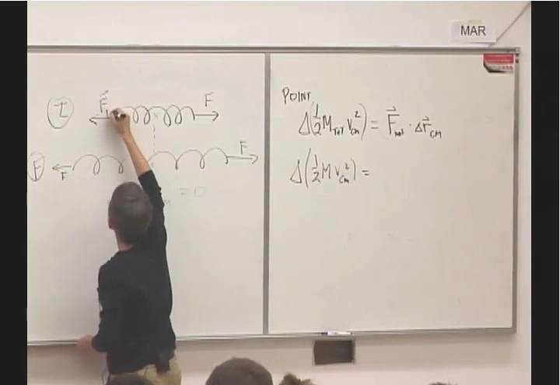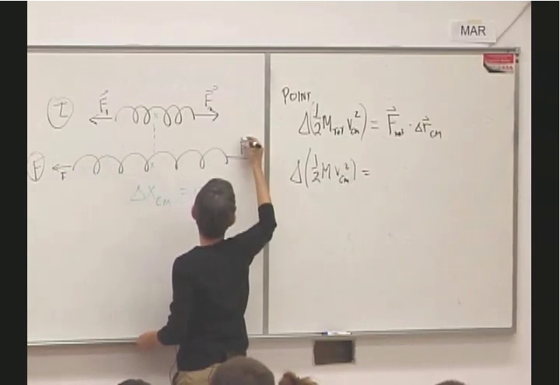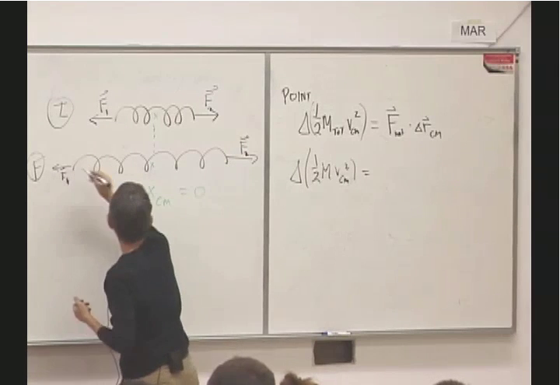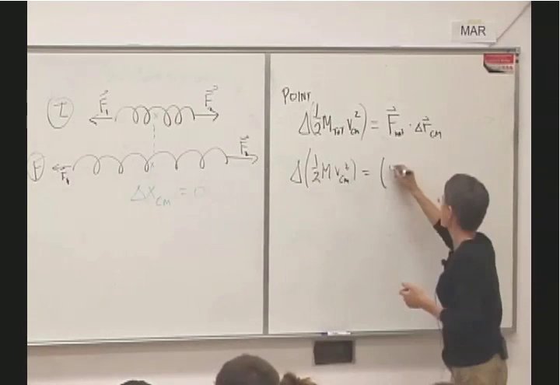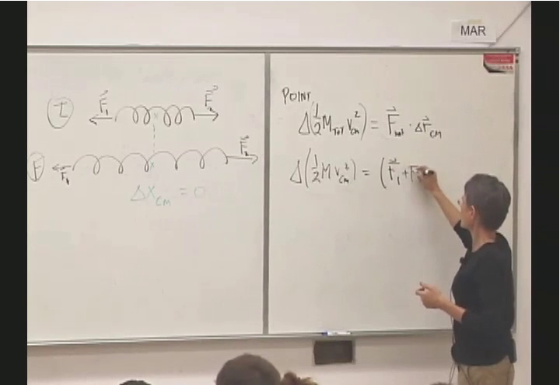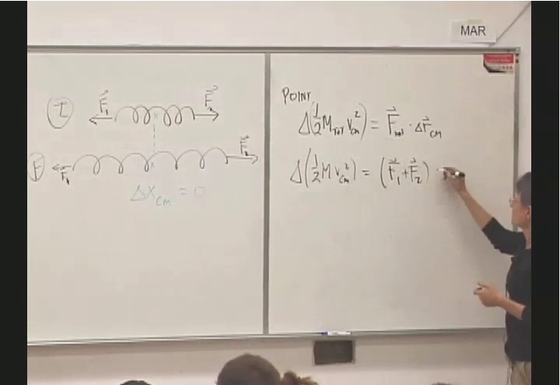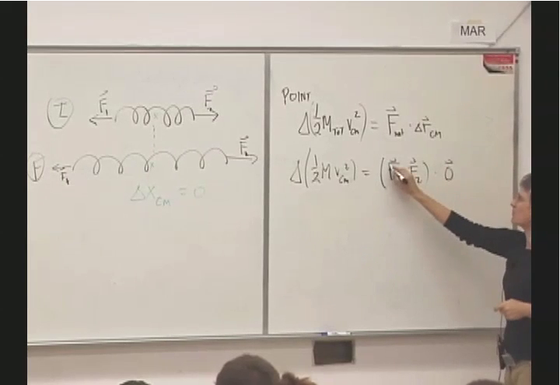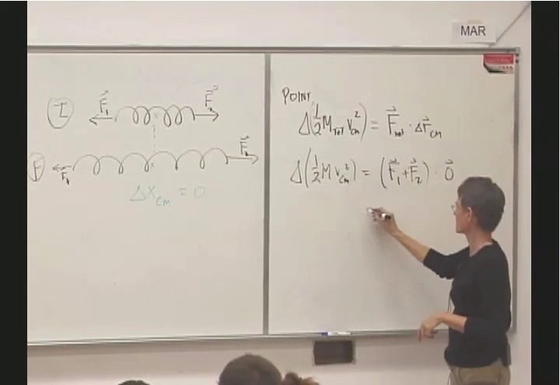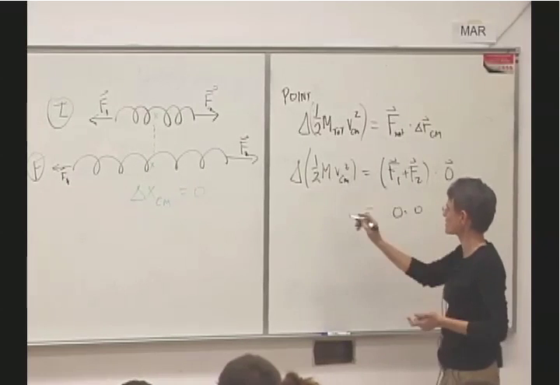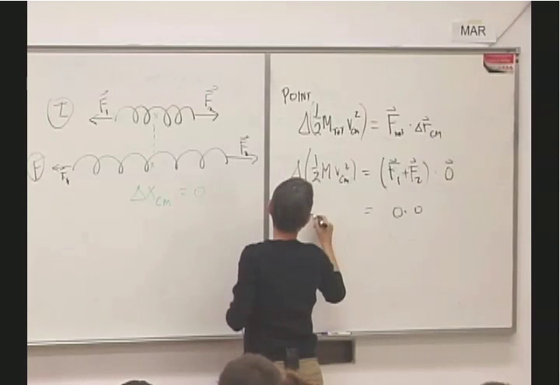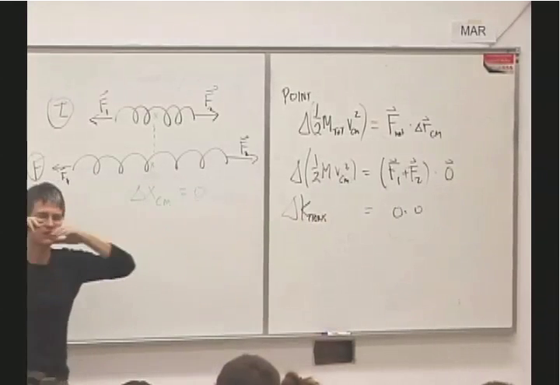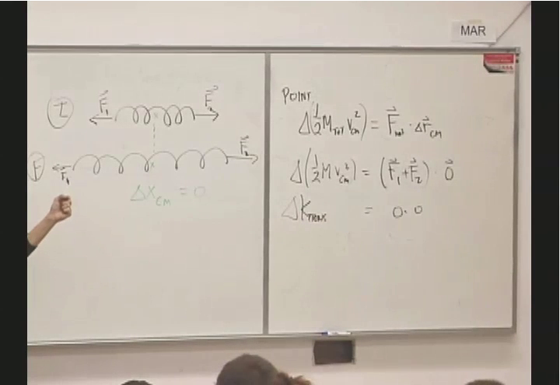We'll call this one F1 and we'll call this one F2, and they're equal in magnitude. So we have F1 plus F2 times the displacement of the center of mass is 0. But these two things actually add up to 0 also in our case. So we have 0 times 0, and it looks like the change in translational kinetic energy of the spring was 0. And that's right, because it didn't move, right? Okay, it was at rest at the beginning.